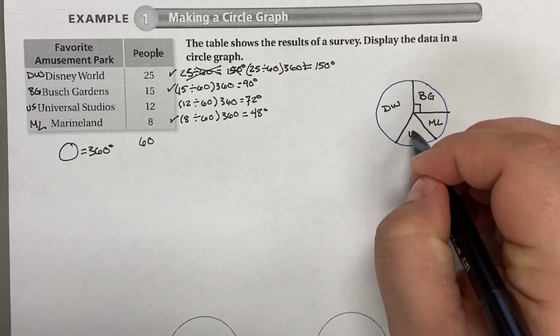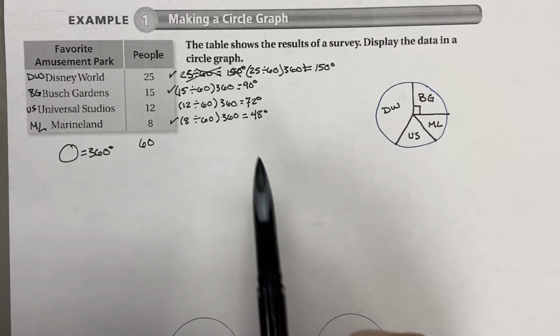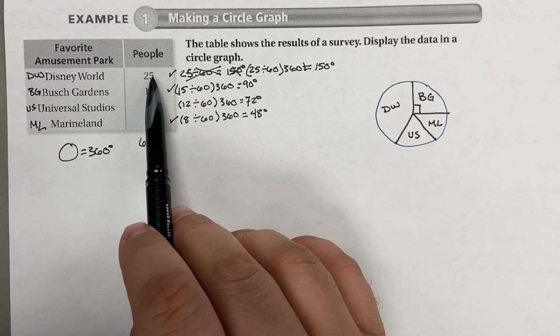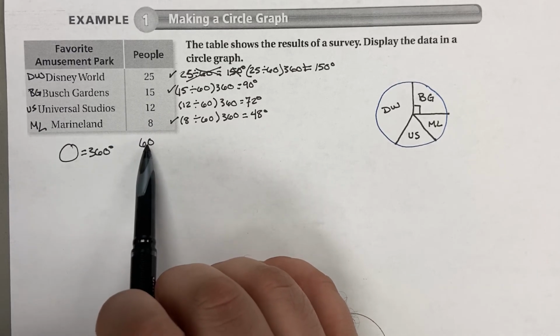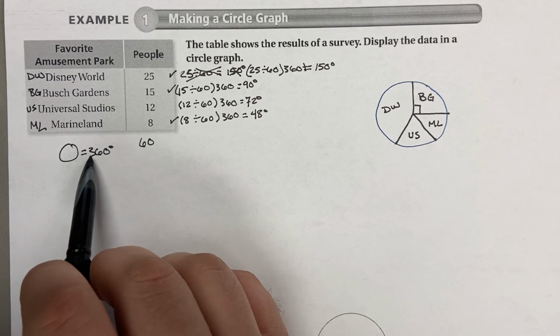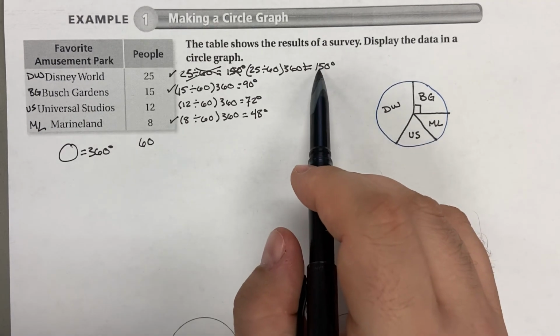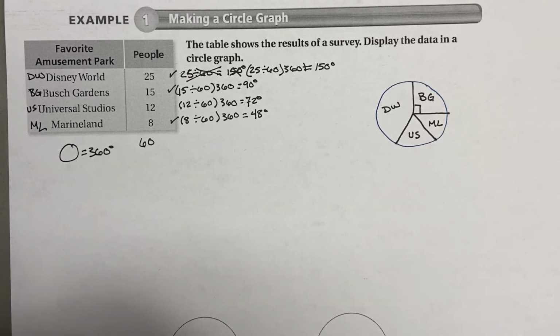So all I have to do is label it, and I have now created a circle graph by taking the amount of people that went to each park, dividing it by the total of people who went, and then multiplying that by 360 degrees. I get the number of degrees each group takes up in my circle.